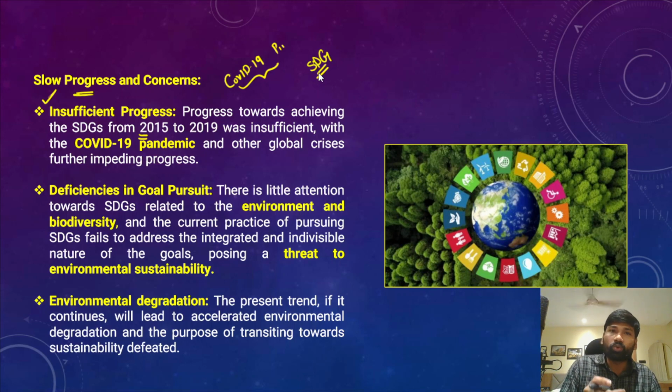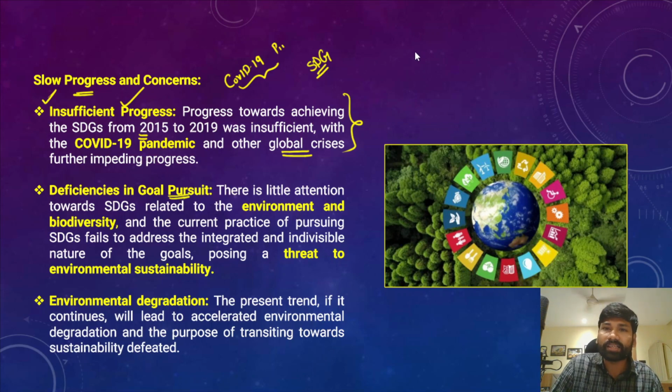Okay, so the COVID-19 pandemic and other global crises like the Russia-Ukraine war, the Israel-Palestine war, and the recent crisis in the Red Sea, all these factors have been impeding progress on the front of the Sustainable Development Goals. And at the same time, deficiencies in goal pursuit is also another factor.